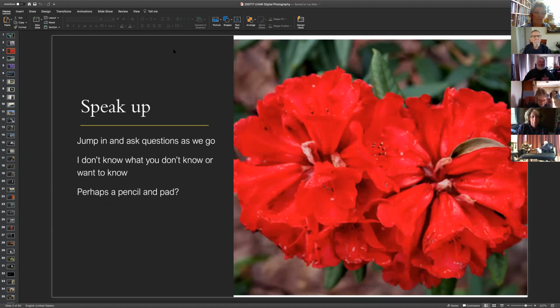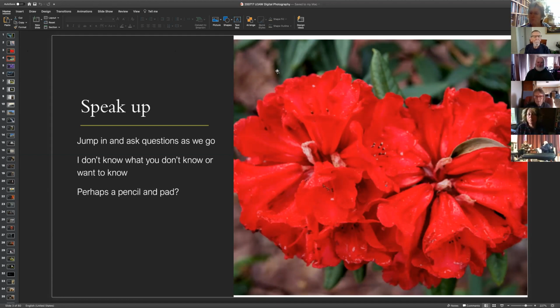Please jump in and ask questions as we go through. I can't presuppose what you're wanting to learn or understand. I'll also lapse occasionally into a little bit of the technical aspects of photographs, only because it's essential to understand why pictures perform the way they do. If you want to get a pencil or pad to take any notes, I'd encourage it and welcome it.